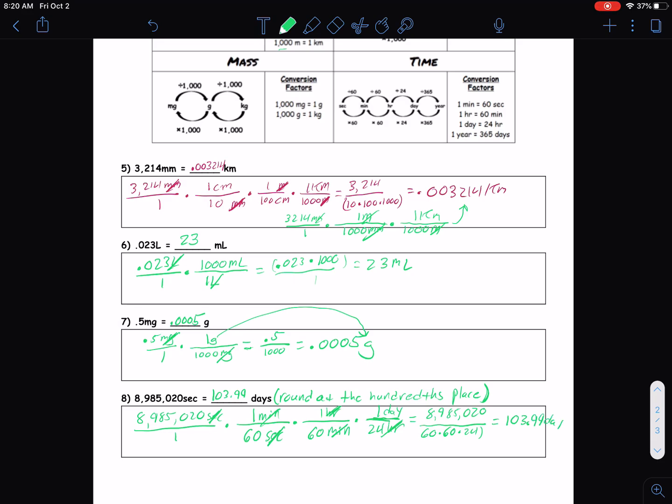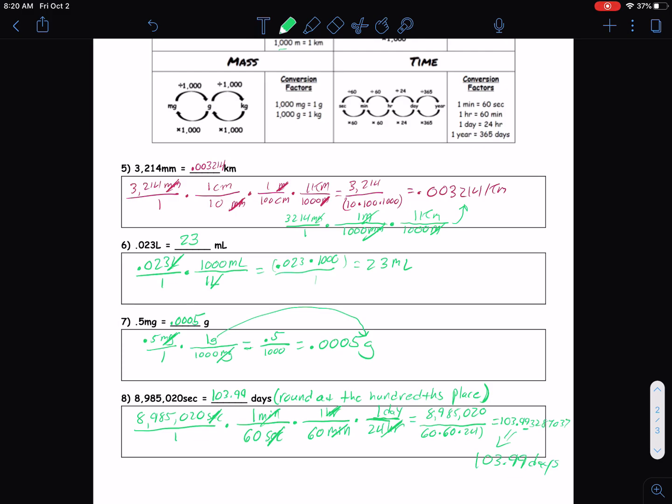And that would equal 103.99. Oops, sorry, I rounded it there too soon. It would come out to be 103.993287037. That's a lot of numbers. So we're going to round at the hundredths place, right here at this 9. Right after the 9 is a 3. It does not round it up, so our final answer is 103.99 days.